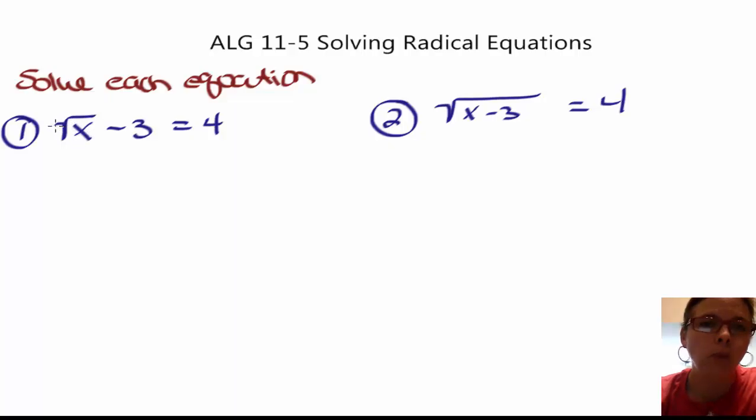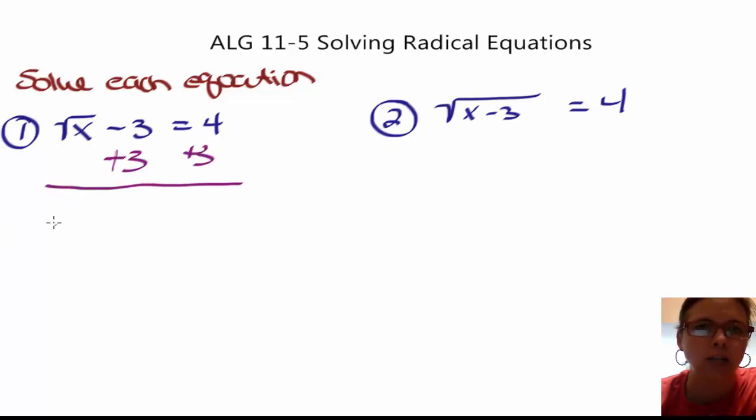When you have a radical, it may be the variable right here by itself, and you see how the -3 is not under the radical, then that's what you start with. We're going to start by adding 3. This takes us back to just solving equations, okay? So we have the square root of x equals 4 plus 3. The square root of x is 7.